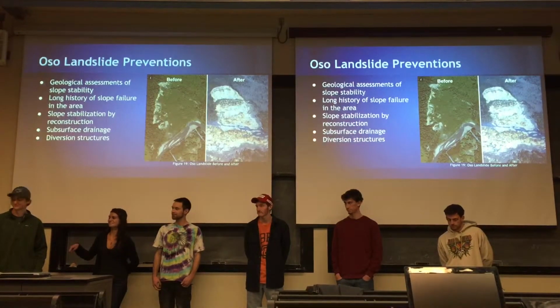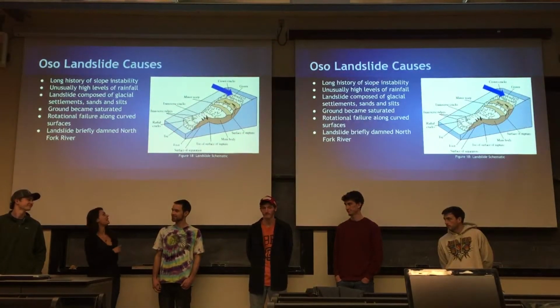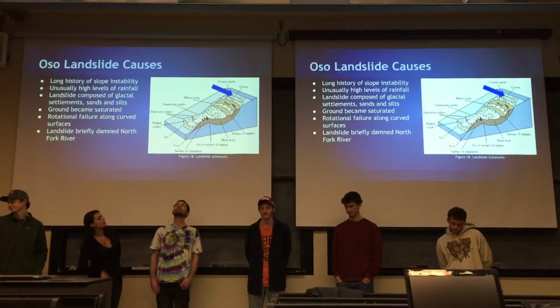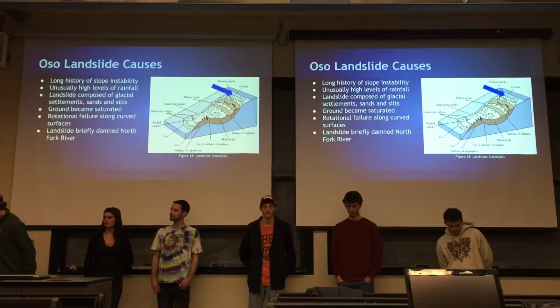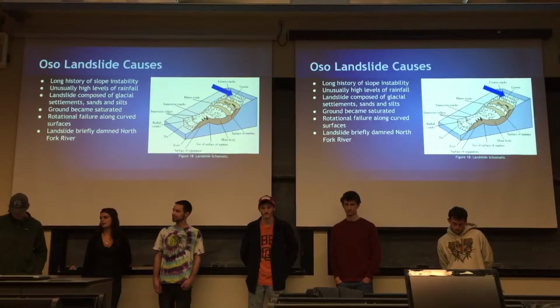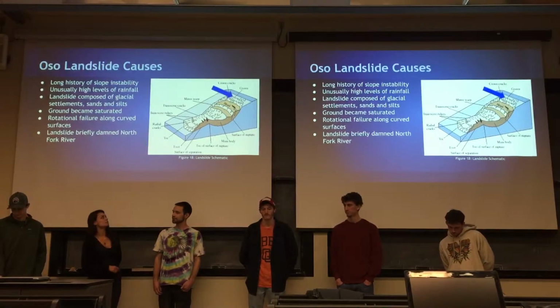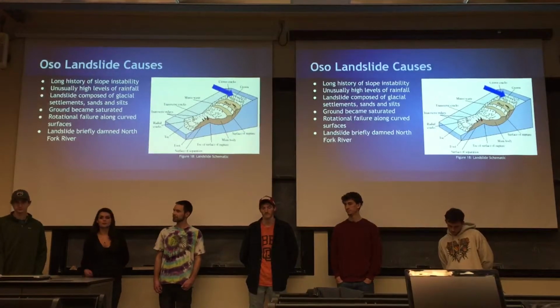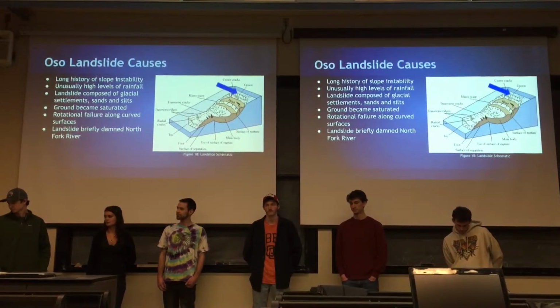So, as you can see at the crown in this picture, in the crest, rotational failure happened at the top of this landslide schematic. So the landslide started to slip along the cracks in the crown, cracks down the side along the curved surfaces.